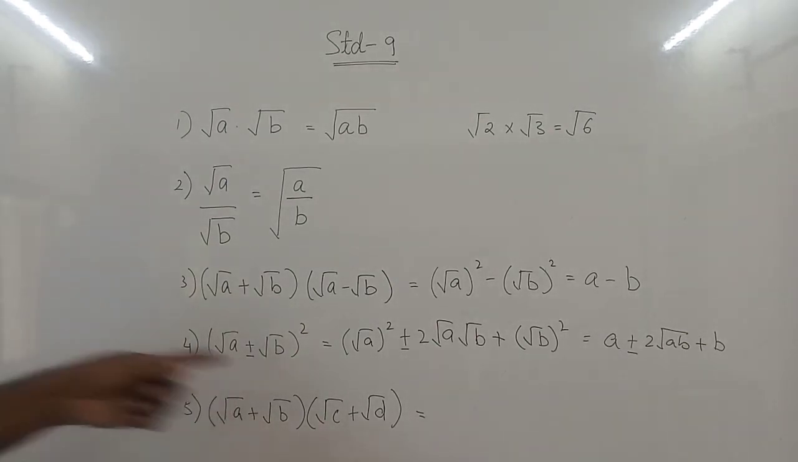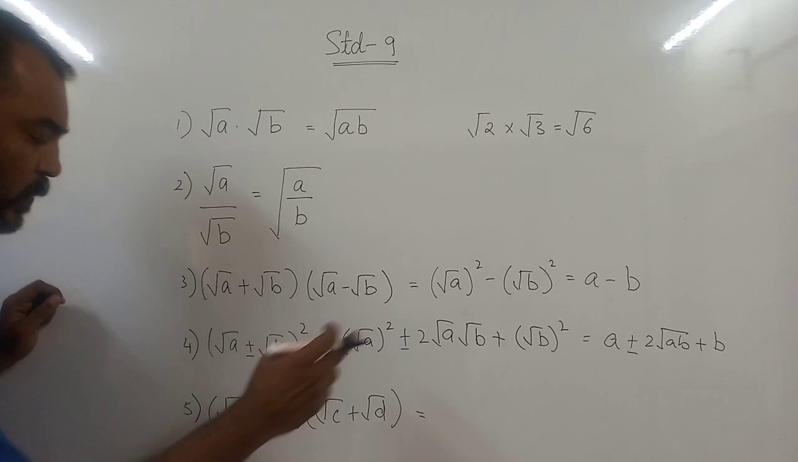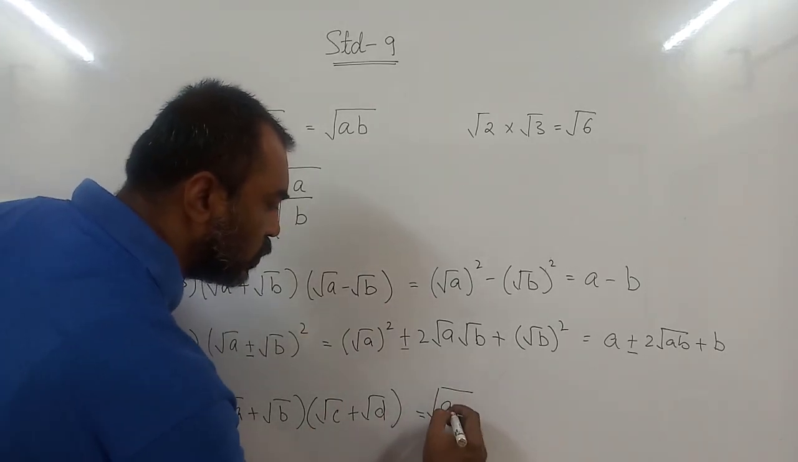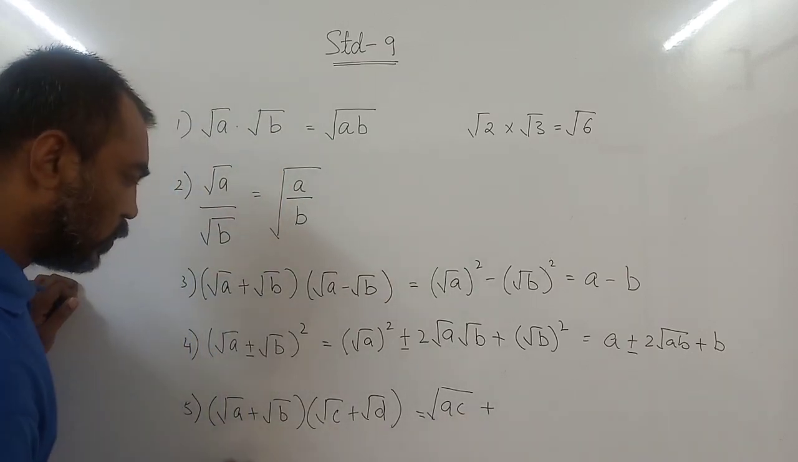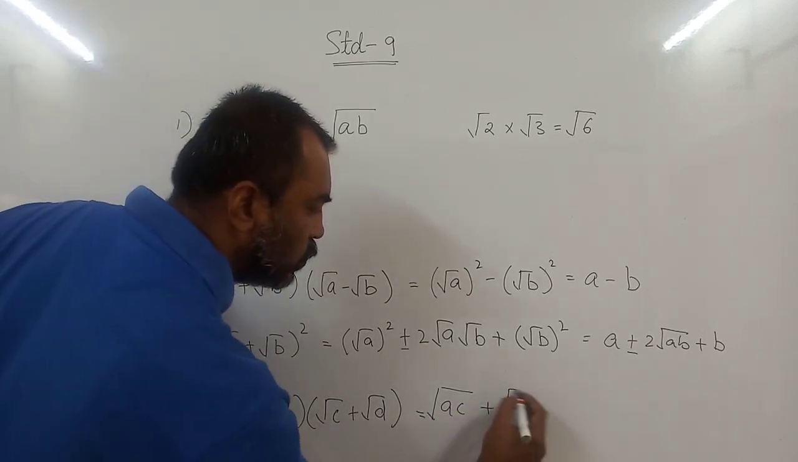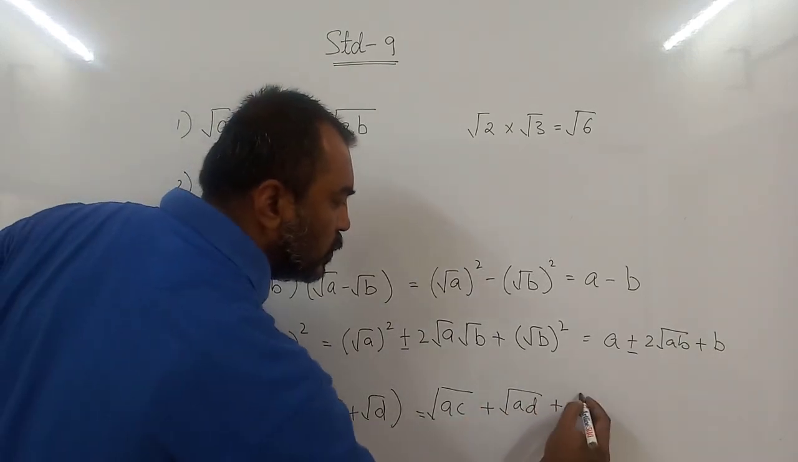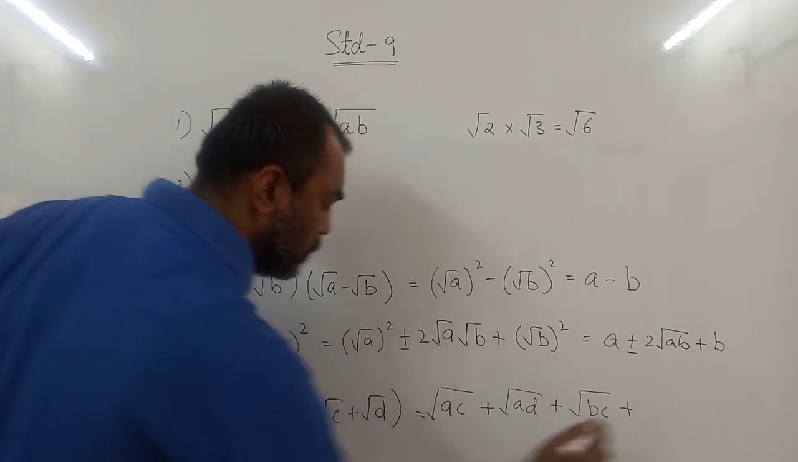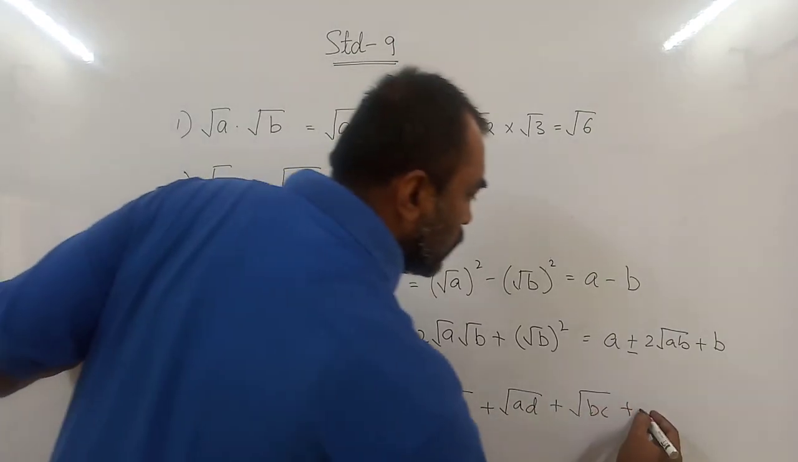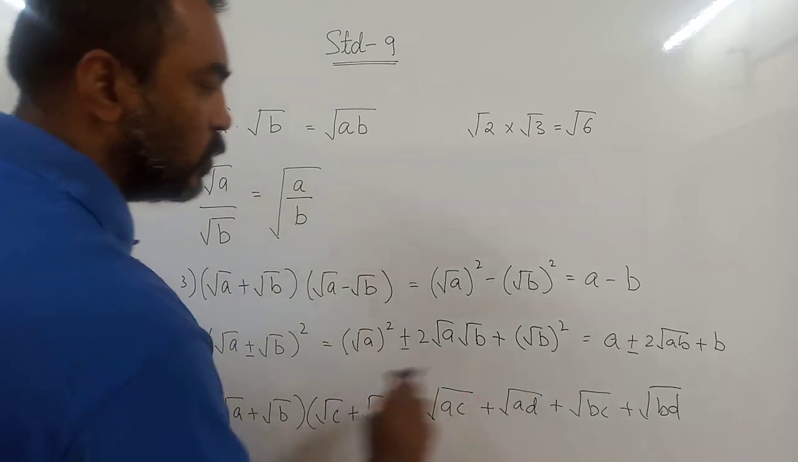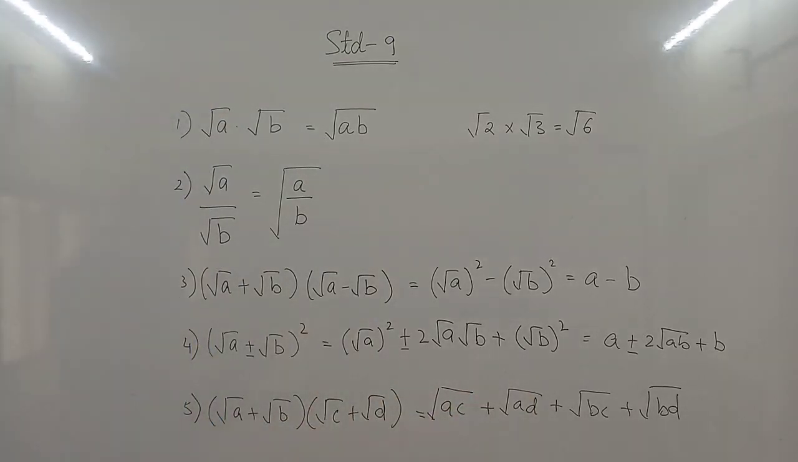Now the last is multiplying two irrational numbers. How do we open the brackets? Root A into root C is root AC. Root A into root D is root AD. Root B into root C is root BC. And root B into root D is root BD. And this sign is plus minus, so accordingly you have to see the plus minus signs. I hope I am clear till here. These are the identities.